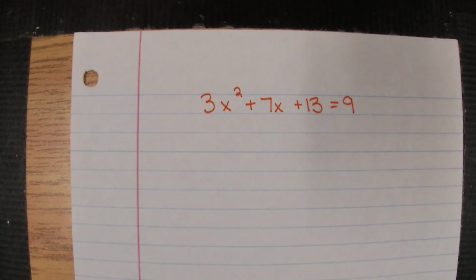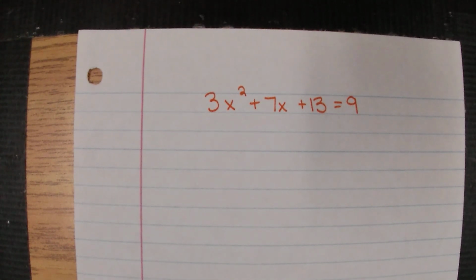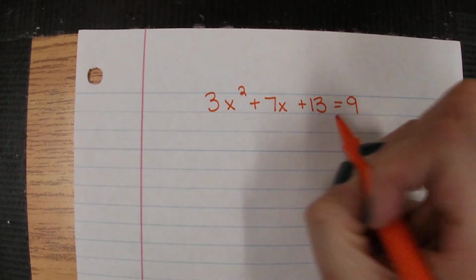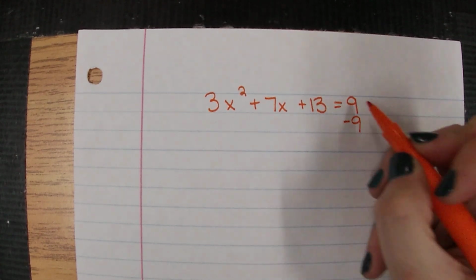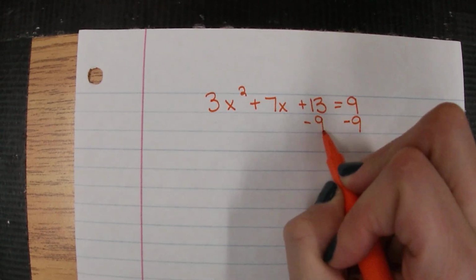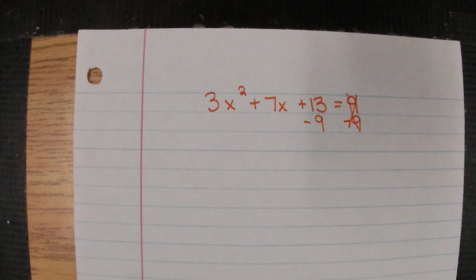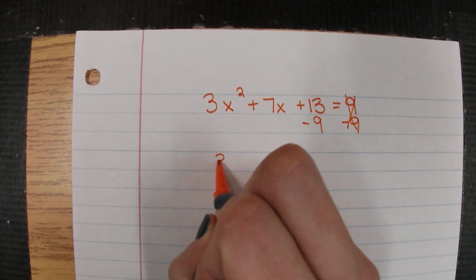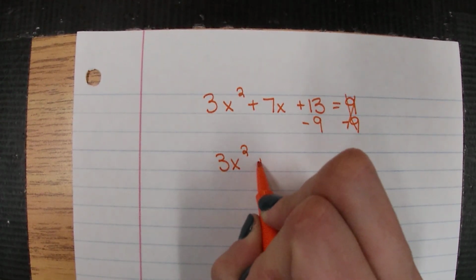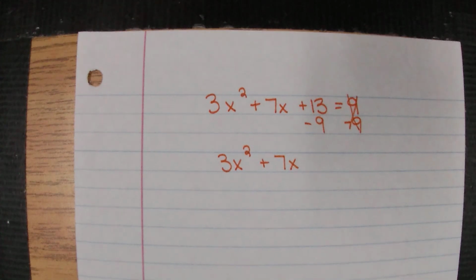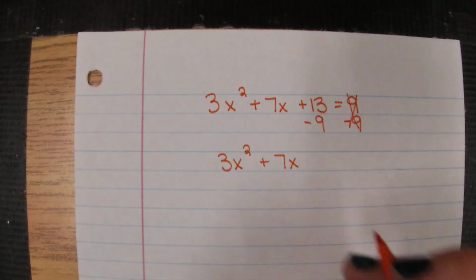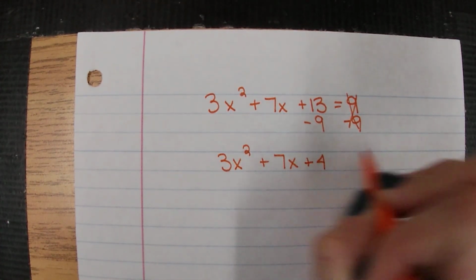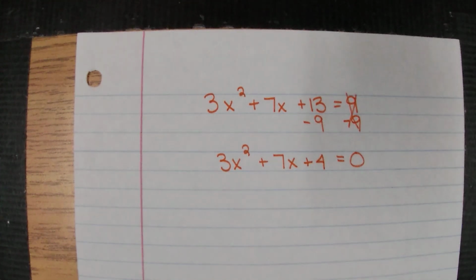Okay. This does not equal 0, right? That's always what we check first. Does this equal 0? No. So we need to make it equal 0. So we need to get rid of our 9. This is a like term with the 13, so I can subtract that with the 13. So now we'll have 3x squared plus 7x plus 4 equals 0.